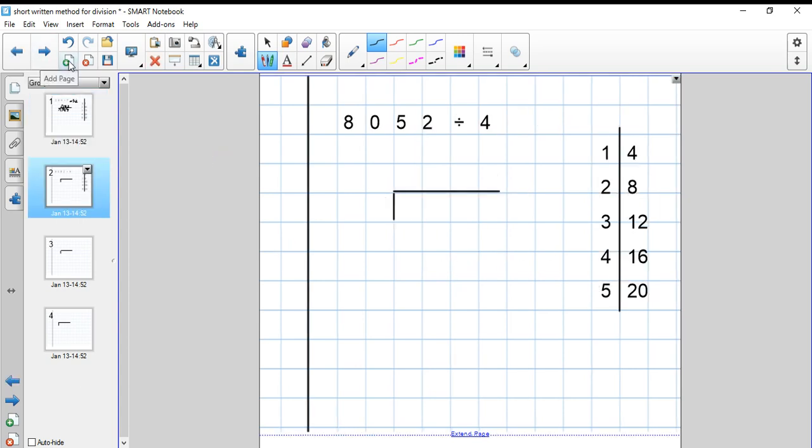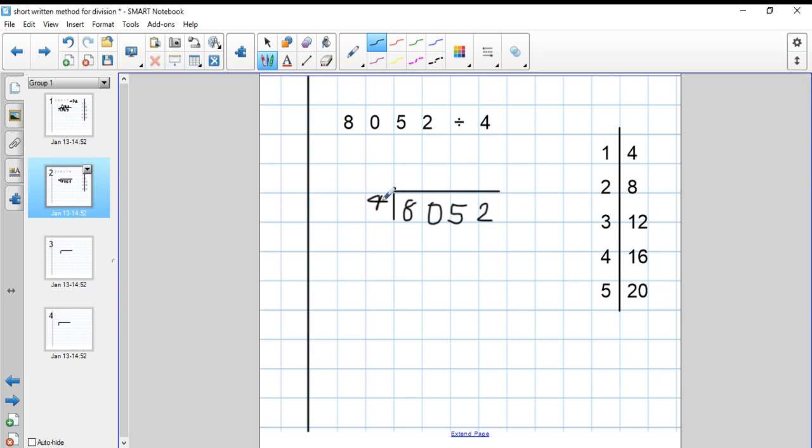Okay, let's have a look at another question. So this time I've got 8,052 divided by 4. So it's a slightly bigger number here, but it's going to be exactly the same method. I'm going to ask myself, how many times does 4 go into 8,052? Okay. I have some of my skeleton tables here again, just in case I need them.